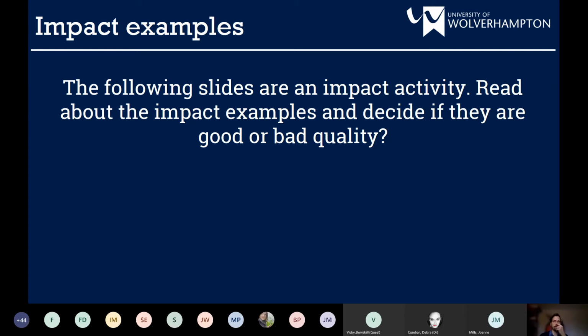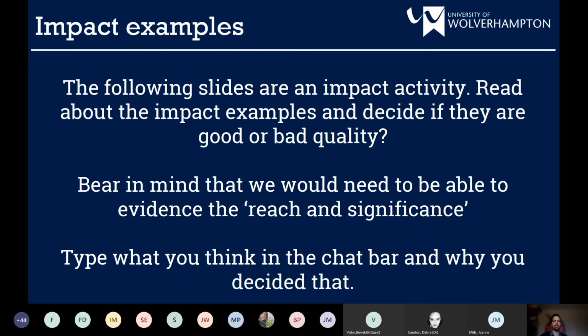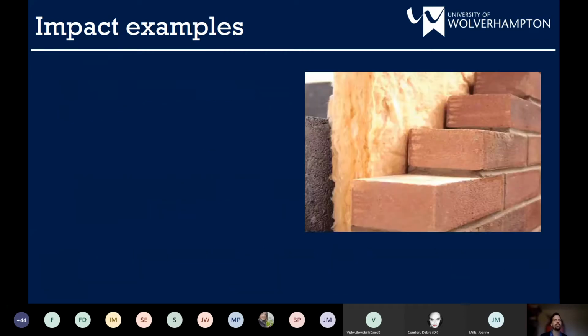Okay, so I'm going to put up a few examples. I've already talked about one of them a little bit, actually. For each example, I'll pop it up on the screen for a minute. I want you to think about the examples, decide if they're good or bad impact, or where they come on the scale of impact. Bear in mind that we would need to be able to evidence reach and significance for these impacts. Then just pop your response in the chat bar.